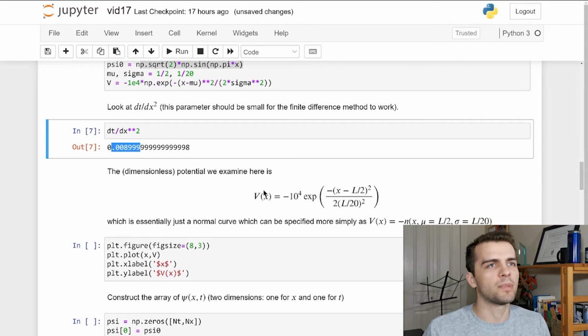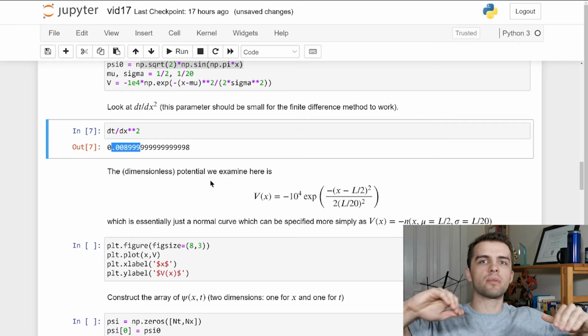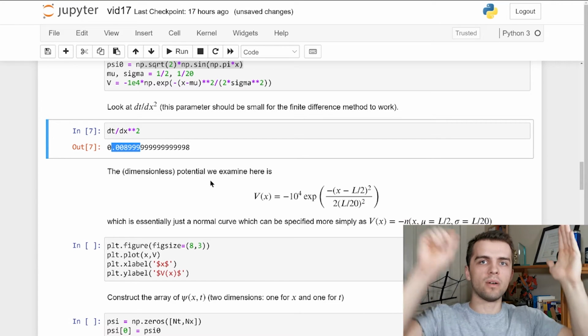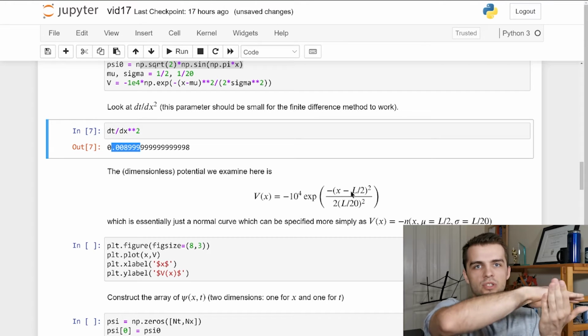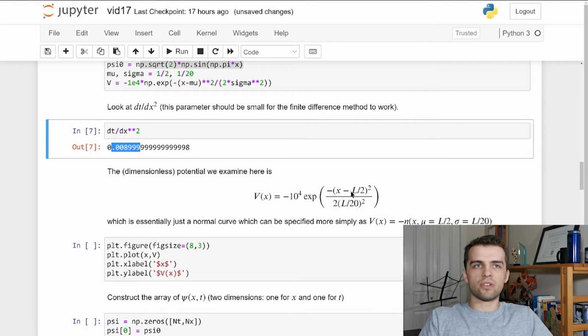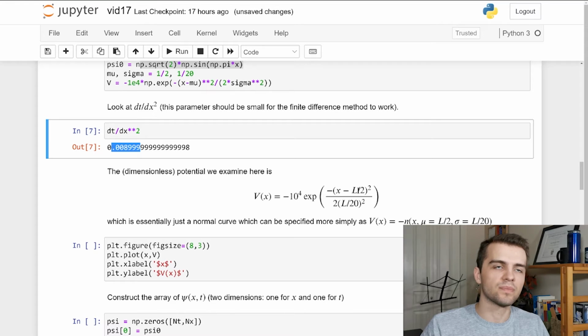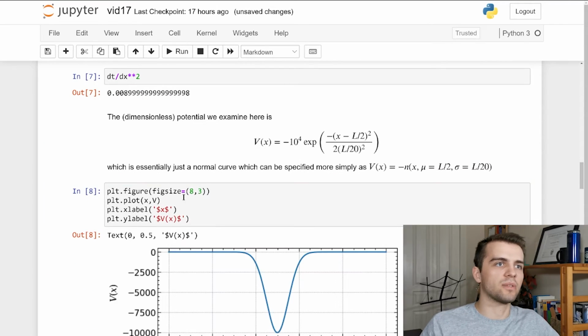The potential right here, remember that we're not dealing with a true infinite square well. There's something going on in the center. And so the potential here is V of x is minus 10 to the 4. This is a scaling factor. And this is a Gaussian curve here. So it's 0, and then the Gaussian curve is in the center, at L over 2. It's essentially just a normal curve, which can be expressed more simply as V of x is minus N, N being the normal curve, where mu is equal to L over 2 and sigma is equal to L over 20. And so I can plot our potential, and it looks like this.